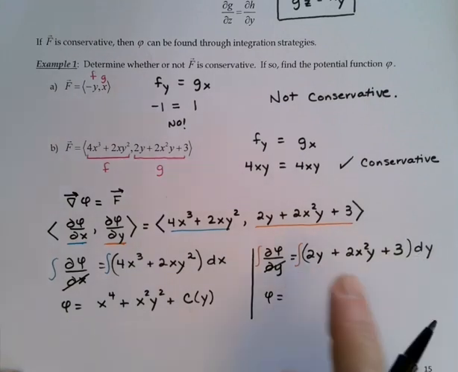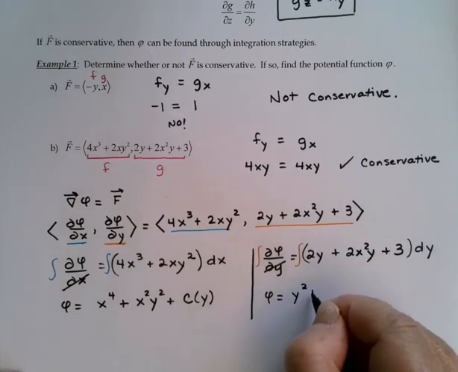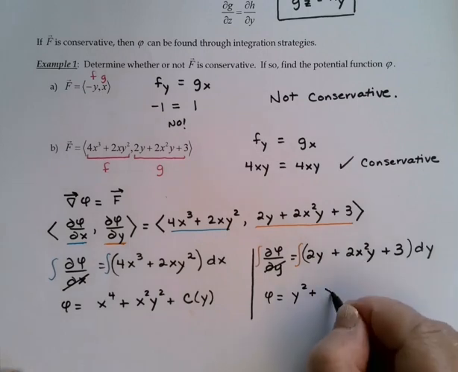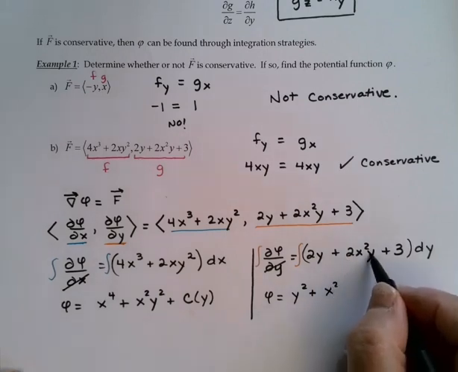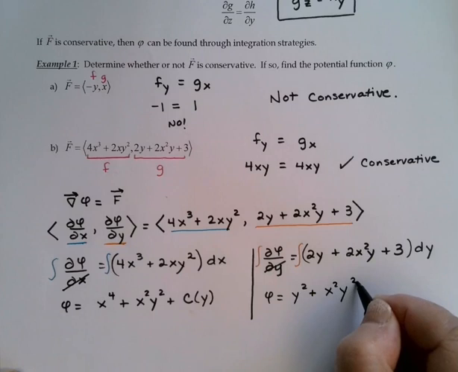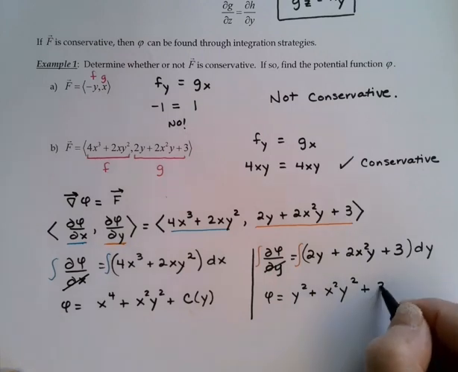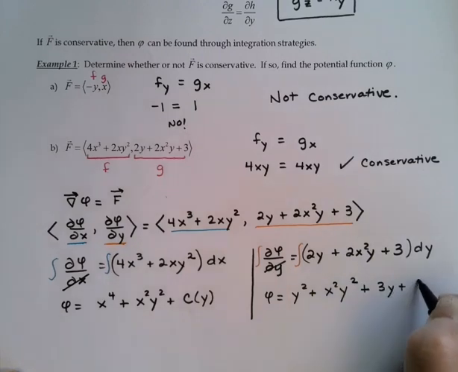Integrating dy will give me y squared plus x squared times the integral of 2y, which is y squared, plus 3y, plus a constant. But in this case the constant could depend on x. X's are getting treated as constants in this particular integral.